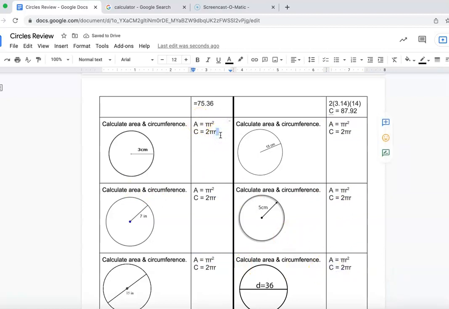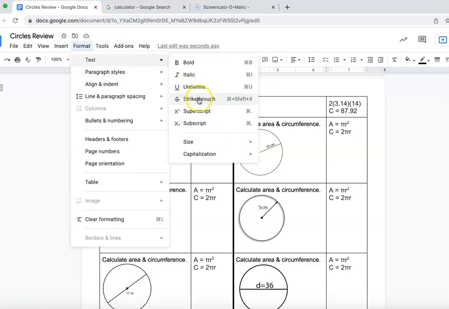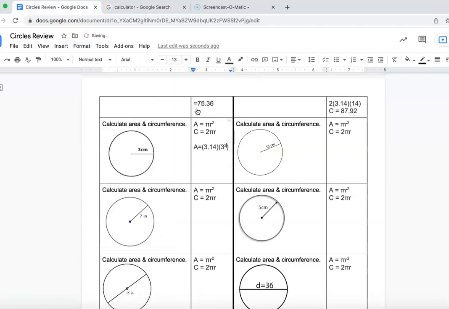So again, you plug in the numbers. A equals pi, which is 3.14, times our radius. In this problem, it's 3. And notice how I put the parentheses first, and then I go back and click to put the exponent. So I'm showing my work, but I don't have to, it's just the way the doc works.